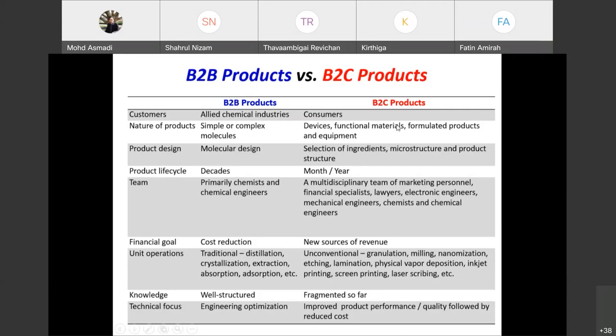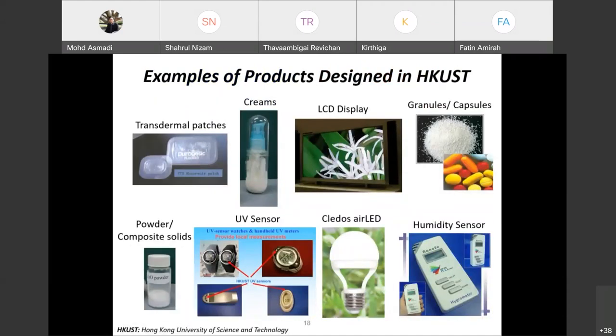Okay, so this is an example of a product designed by Hong Kong University of Science and Technology. In UTM also we have our products. If you know, we have our spin-off company. Like in SKT we have a product, I think, from the brand Dermax, and as well as, what is it, for the girls, the product for the girls, like makeup, I think, or lotion, I'm not sure. And then what else? I don't remember.